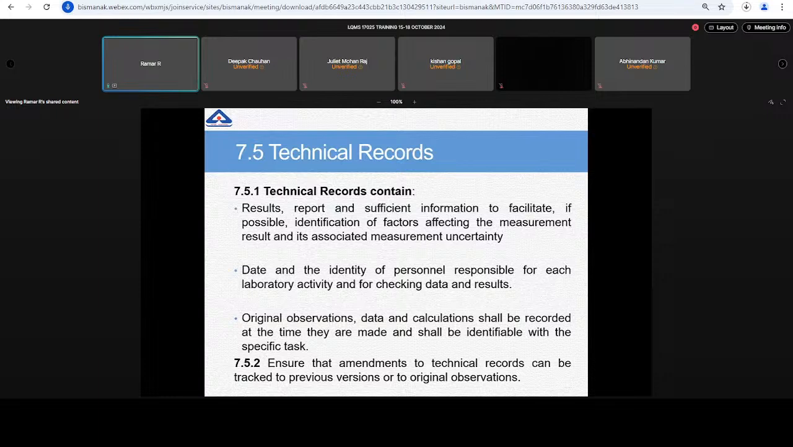Sometimes people record on loose sheets or rough sheets, and then make the entries in the original book or registers. That is not correct, so that practice should not be allowed. Always use your official registers or formats to record the observation.